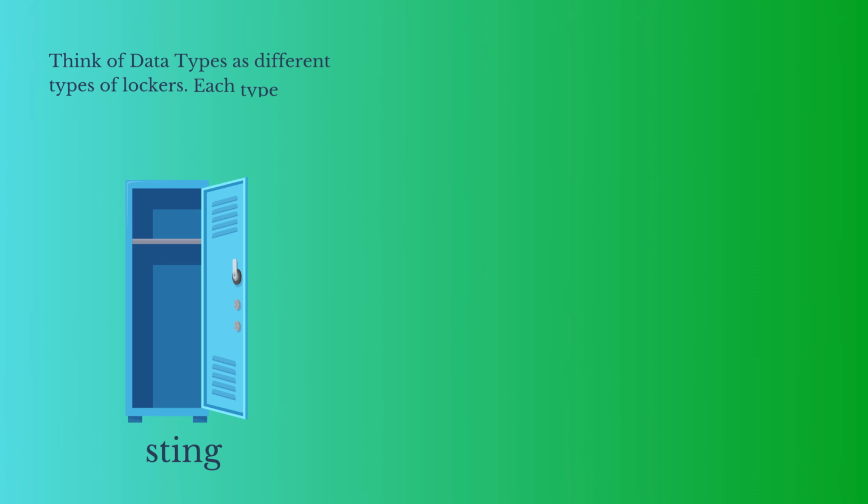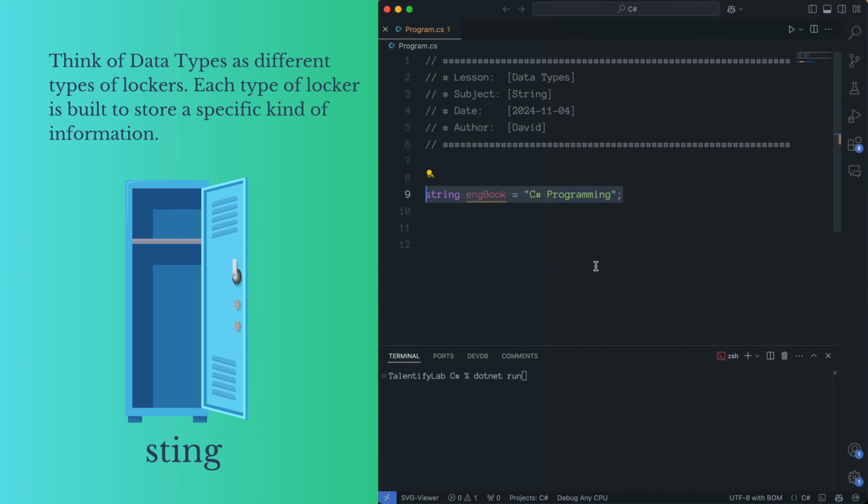Think of data types as different types of lockers. Each type of locker is built to store a specific kind of information. Example: you have a special locker for your English class notebook, which is a string locker. Inside this locker, you can store books filled with words and sentences.